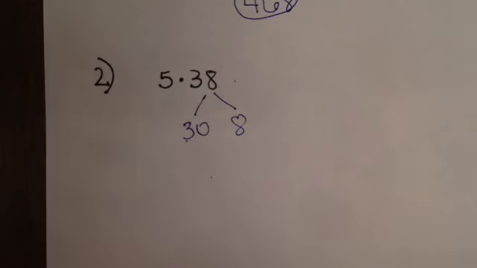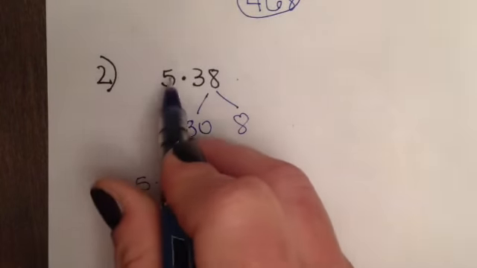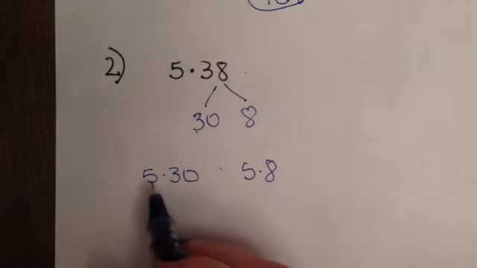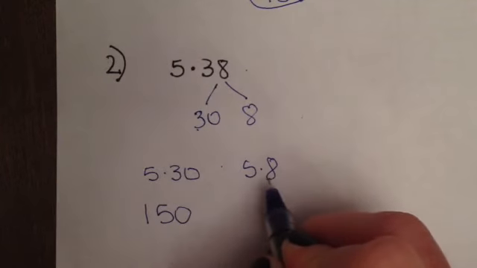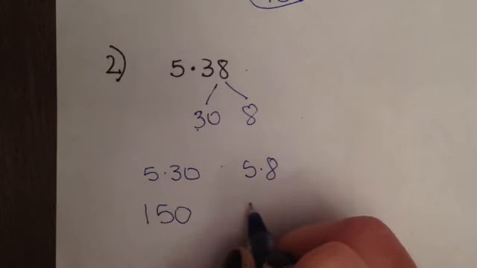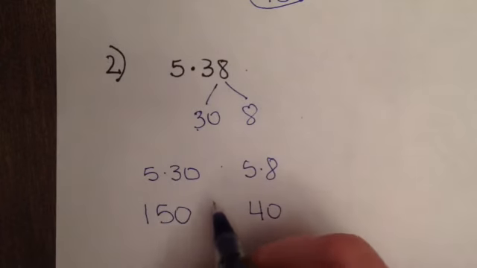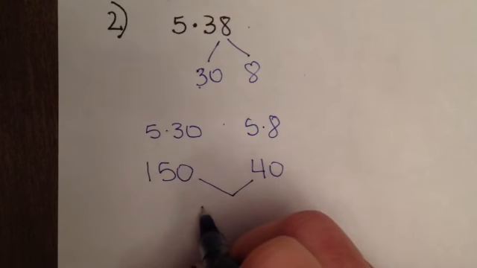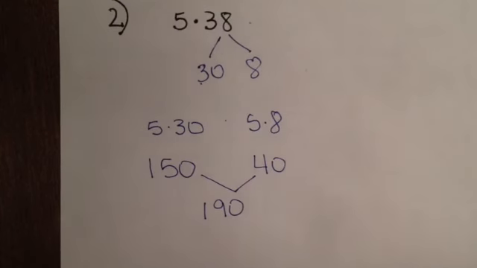All right, let's see how you did. 5 times 30 and 5 times 8. 5 times 3 gave us 15, add our 0. 5 times 8, 40. I broke them up here, so our last thing to do is to put them back together. And how many do we have? 190. So 5 times 38 is the same as 190.